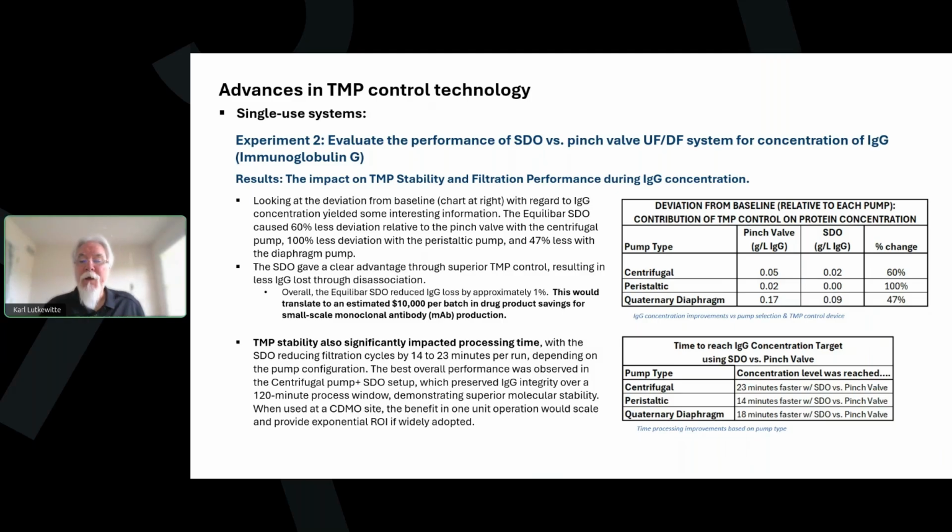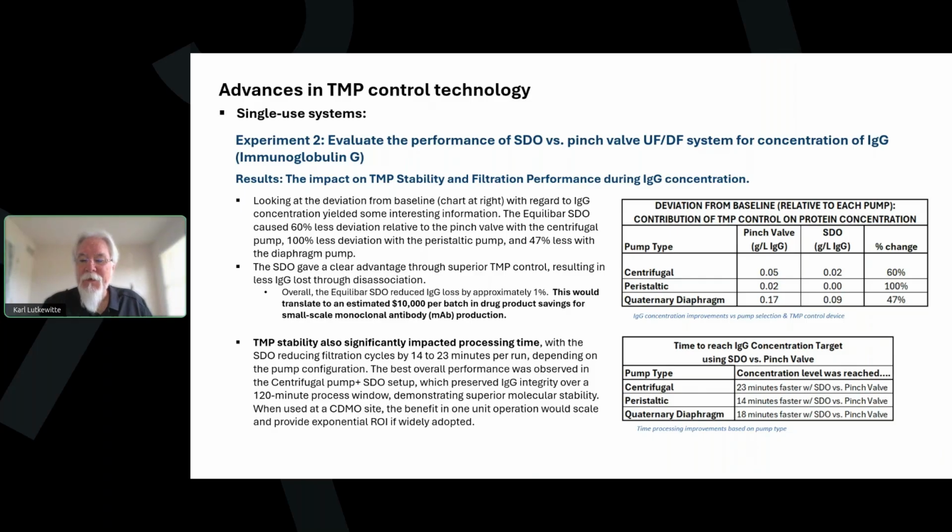More surprising to us were the deviations from baseline concentration. You can see that in the chart at top. Here it was discovered that the SDO valve reduced IgG loss through molecular dissociation by approximately 1%. And basically what that means is the biomolecules weren't destroyed or damaged, so less were lost. In other words, the SDO treats molecules in this system more gently.